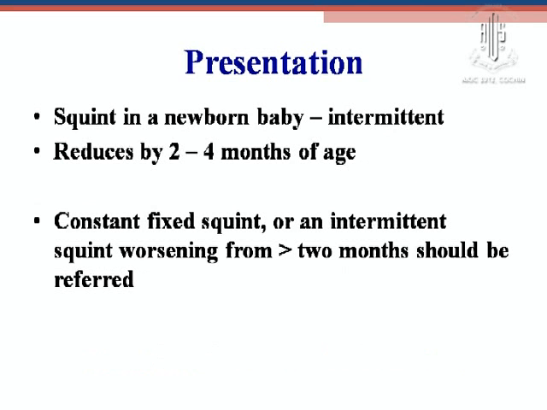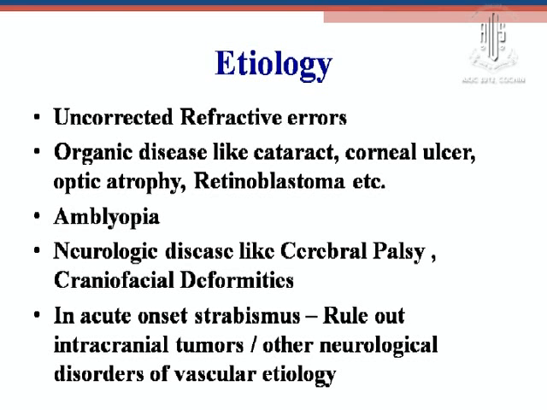At presentation, in kids, the squint is generally seen in a newborn baby, which is intermittent and reduces by 2 to 4 months of age. In case you see a squint which is constant and fixed, or is intermittent but worsening over the last 2 months, the child should be referred to an ophthalmologist. The causative factors may be uncorrected refractive errors, organic disease like cataract, corneal ulcers or retinoblastoma, amblyopia, neurological diseases like cerebral palsy, craniofacial deformities, and in case of acute onset strabismus, we should always rule out intraocular tumors and other neurological disorders of vascular etiology.